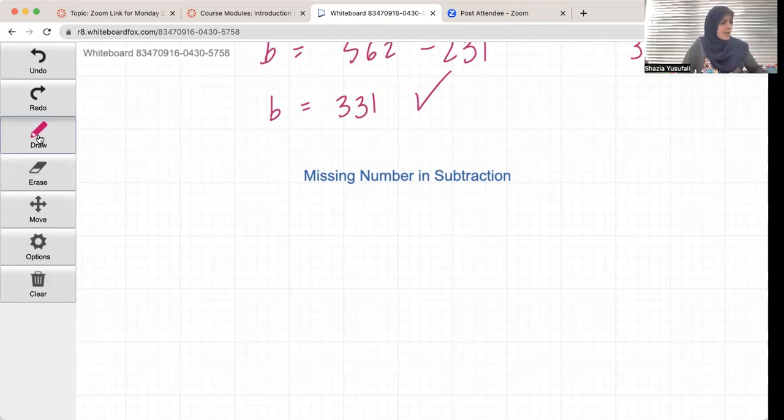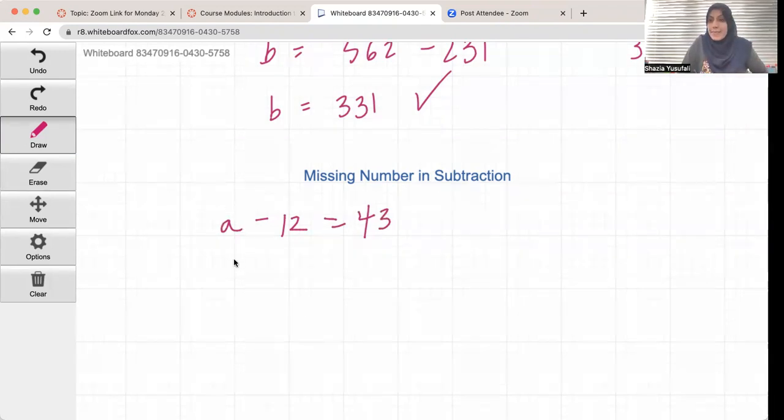So let me give you a subtraction equation, right? If I have a minus 12 equals 43, okay? Really easy. Again, we use the same rule. Because the variable is at the beginning, it's very easy to isolate it. So we do the same thing.